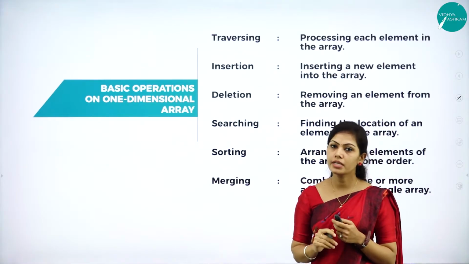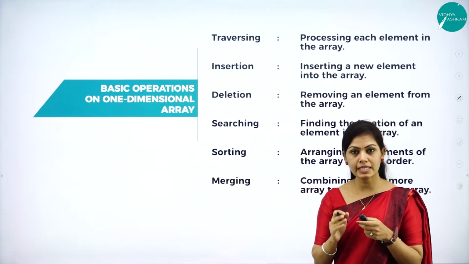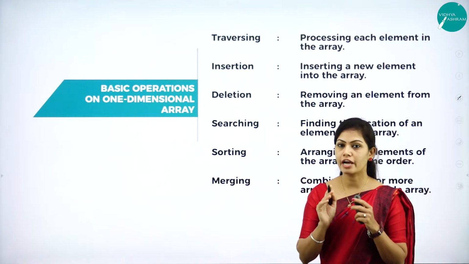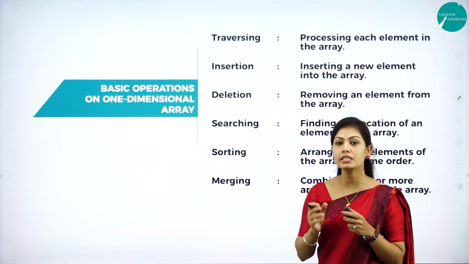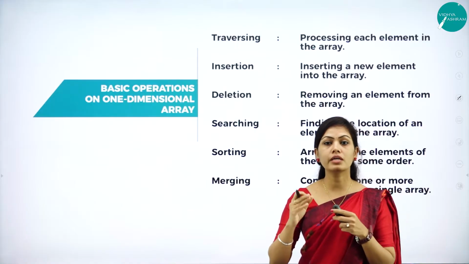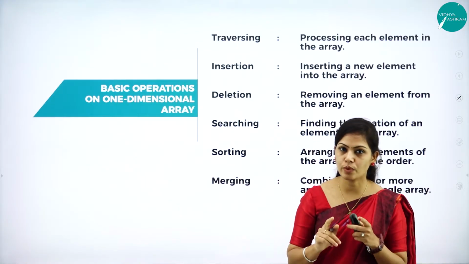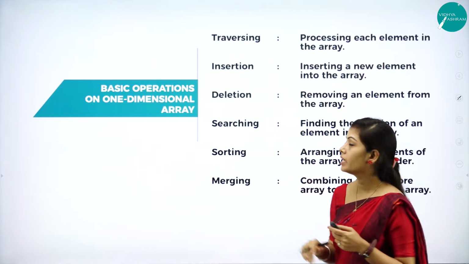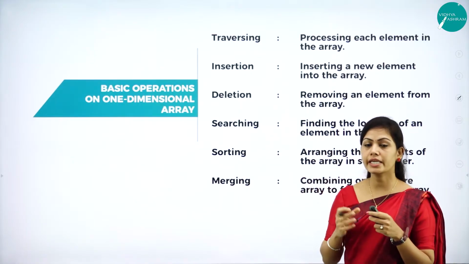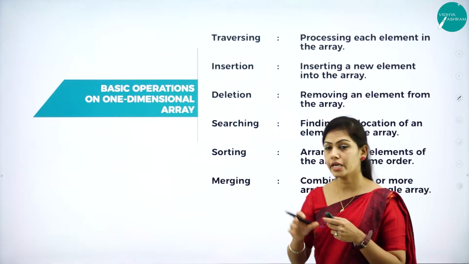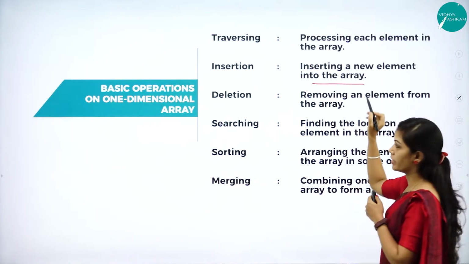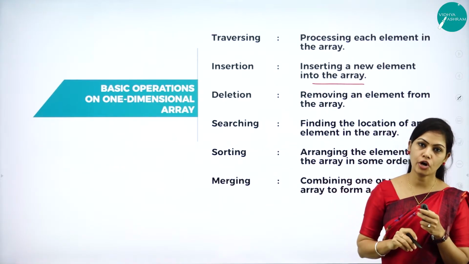What do you mean by traversing? The process of accessing each element of the array exactly once. That means visiting all the locations of the array exactly once. In detail, I will explain. So next operation is insertion. Insertion means inserting a new element into the array. This is called the insertion operation.